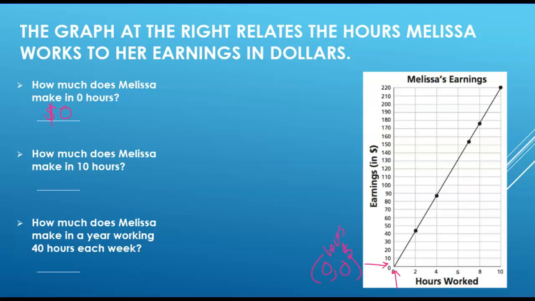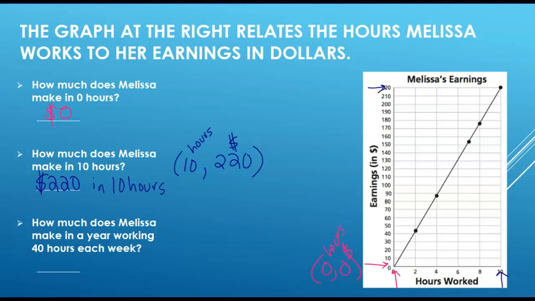How much does Melissa make in 10 hours? Well, 10 hours is referring to the X-axis, and if we look up here, it looks like about 220. So for 10 hours worked, the relationship between that X and this Y, $220. So it looks like we made $220 in 10 hours. So that is a rate, and we can use that for the next part.